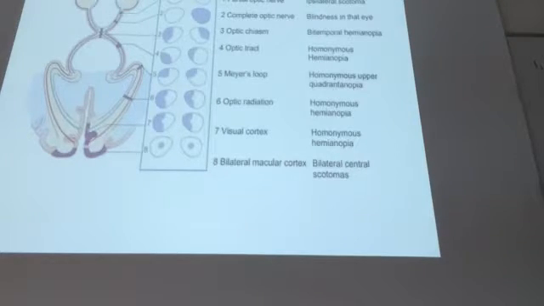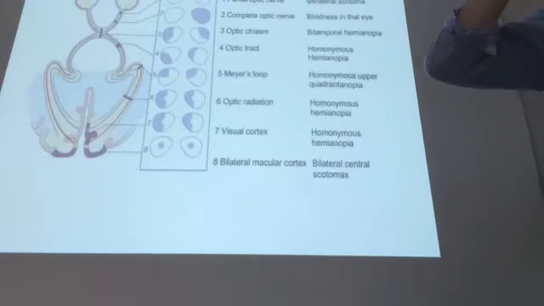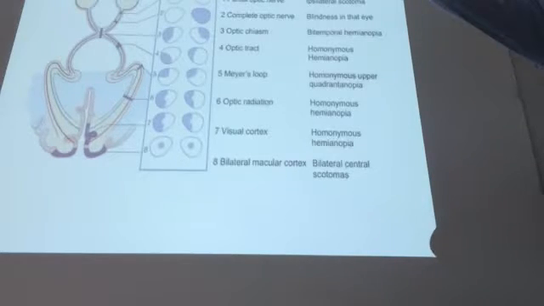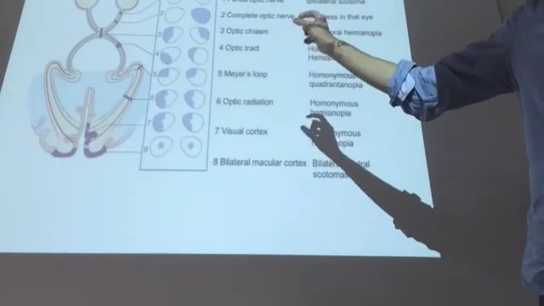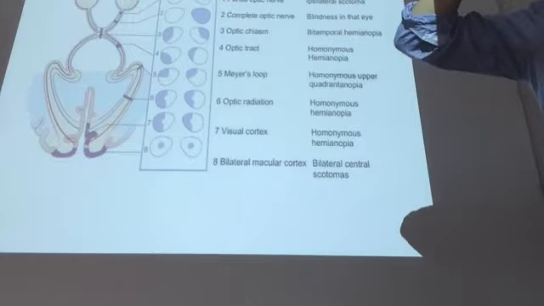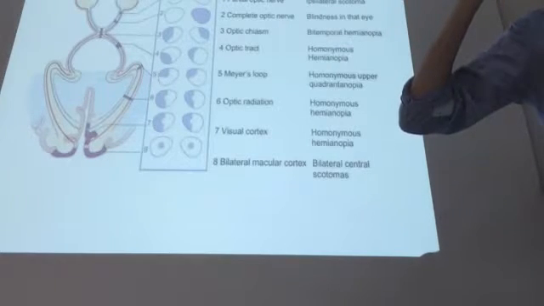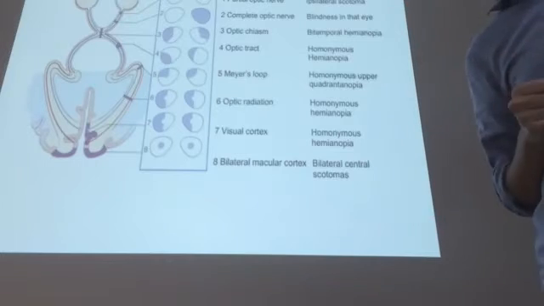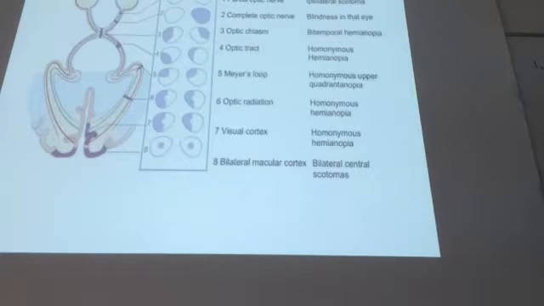Can you just explain Meyer's loop one more time? Just explain why it is a homonymous upper quadrant? Sure. Meyer's loop goes through the temporal lobe, and then the dorsal optic radiation goes through the parietal lobe. When the optic tract hits the lateral geniculate body, it splits into two: what goes upper and what goes lower. This is after it hits the lateral geniculate. Whoever's in Meyer's loop is in charge of the upper. Exactly, because the temporal lobe is lower than the parietal lobe.